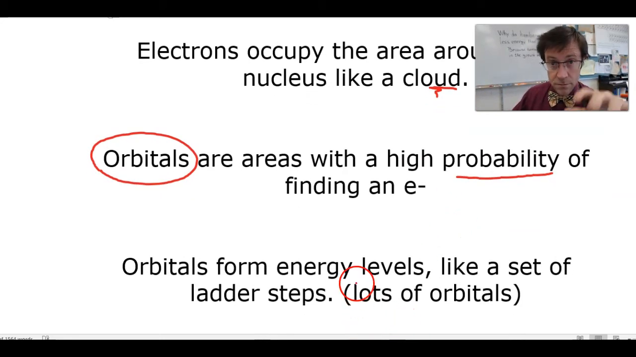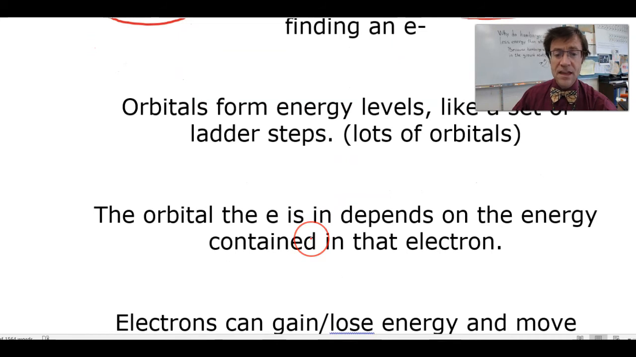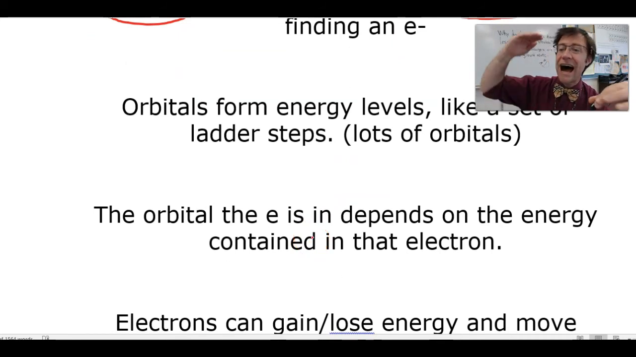So these orbitals, here's all we need to know. They form energy levels like a set of ladders. Or like the other analogy I use, floors in a building, right? So the higher you are, the higher the energy you have. And the energy or the orbital that the electron is in depends on the amount of energy. So the higher energy is the higher level.